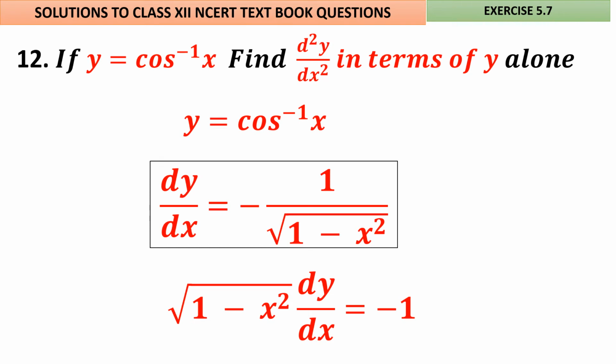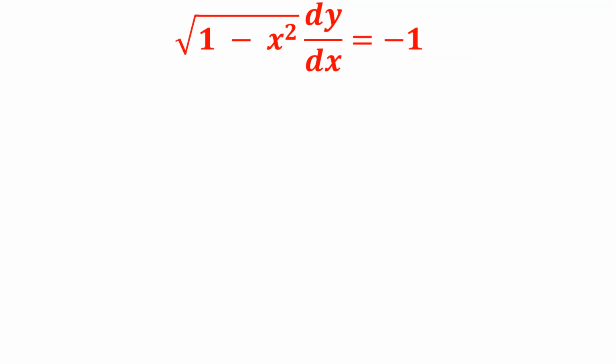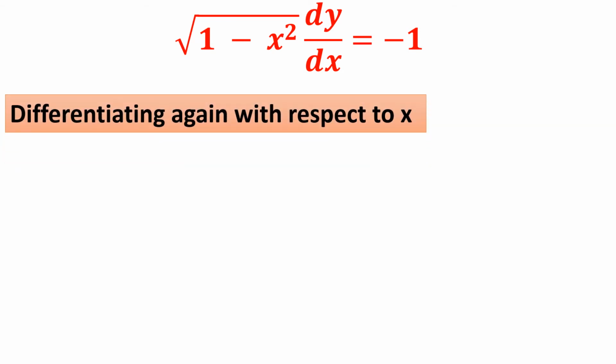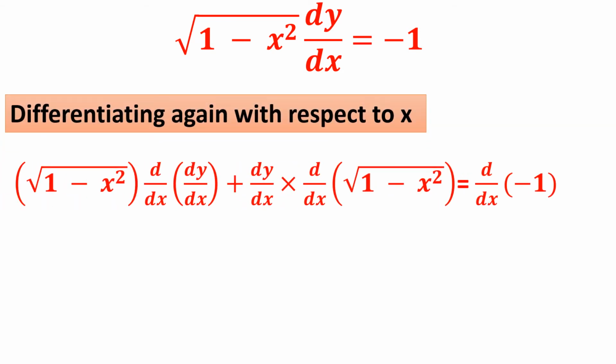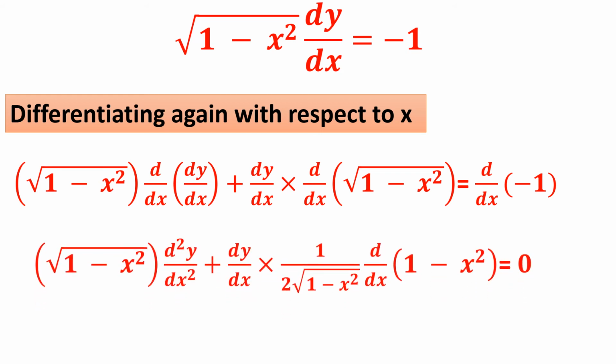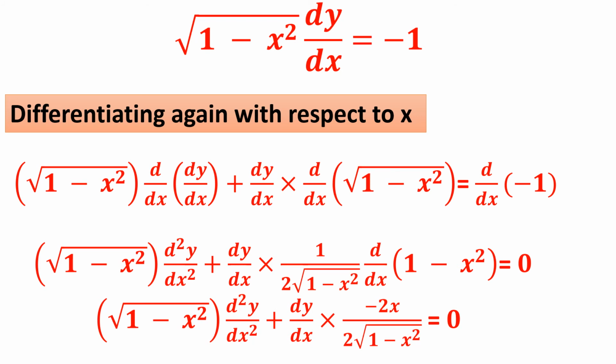Now, we are ready to go for the second derivative. Keep root 1 minus x square, differentiate dy by dx, plus keep dy by dx and differentiate root 1 minus x square. Right hand side derivative is d by dx of minus 1. Root 1 minus x square into second derivative, that is d square y by dx square. What is the derivative of root 1 minus x square? It is square root of something: 1 by 2 times the square root into d by dx of that 1 minus x square, which is inside the square root. Therefore, root 1 minus x square d square y by dx square plus dy by dx multiplied by derivative of 1 minus x square, which is minus 2x upon 2 times root 1 minus x square.